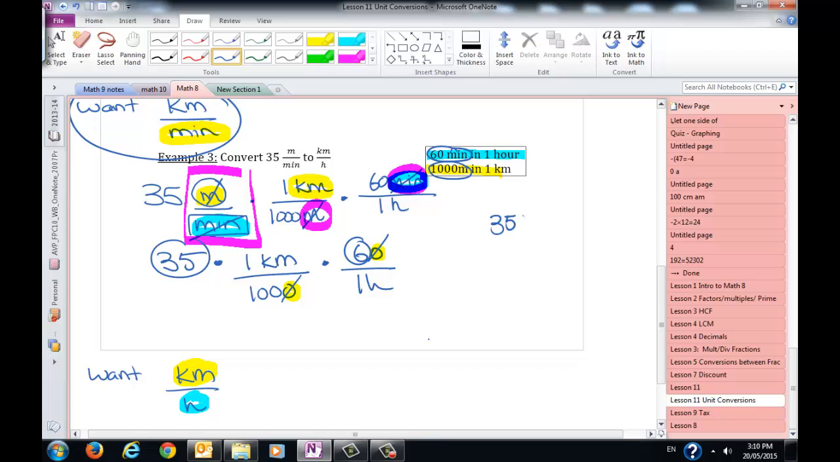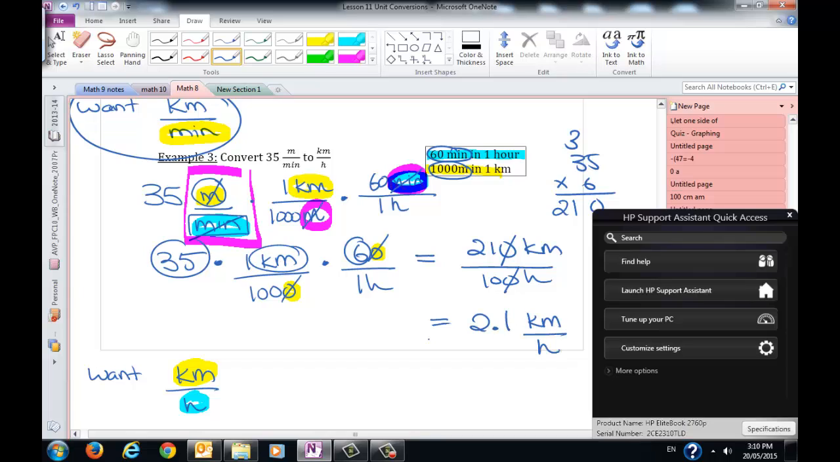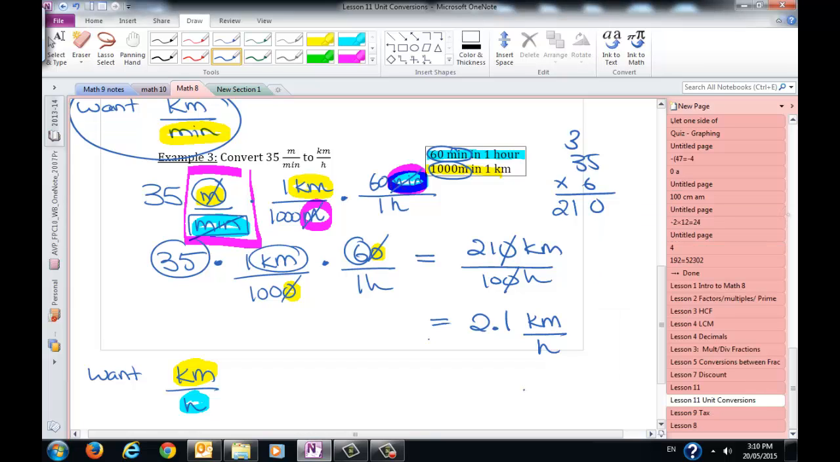So 35 multiplied by 6. 6 multiplied by 5 is 30. 6 multiplied by 3 is 18, plus 3 is 21. So on top I have 210, and it's kilometers, per 100 hours. I can divide by 10, and then I can just move a decimal over. So I have 2.1 kilometers per hour. And that's it. We're done.